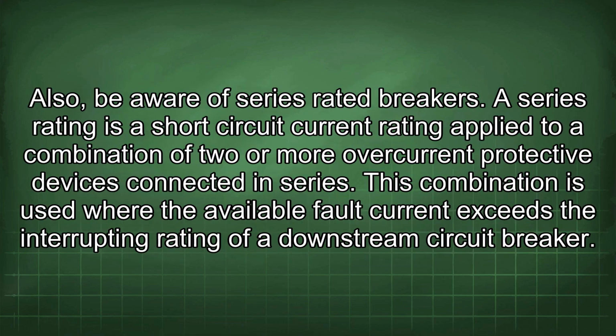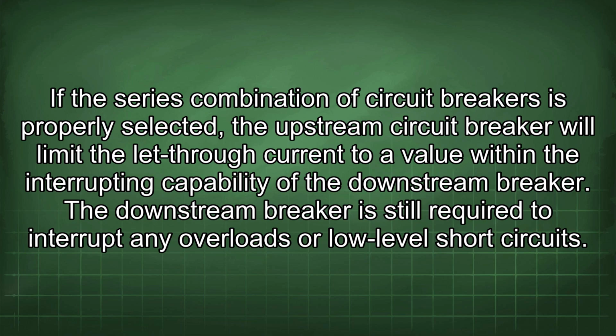Also, be aware of series-rated breakers. A series rating is a short-circuit current rating applied to a combination of two or more overcurrent protective devices connected in series. This combination is used where the available fault current exceeds the interrupting rating of a downstream circuit breaker. If the series combination of circuit breakers is properly selected, the upstream circuit breaker will limit the let-through current to a value within the interrupting capability of the downstream breaker. The downstream breaker is still required to interrupt any overloads or low-level short circuits.